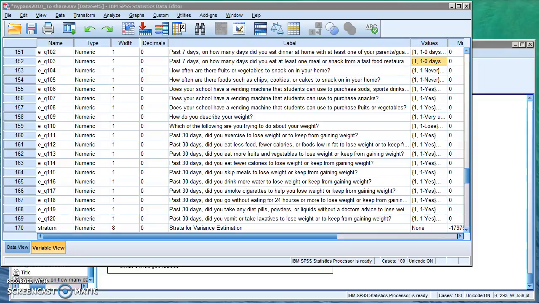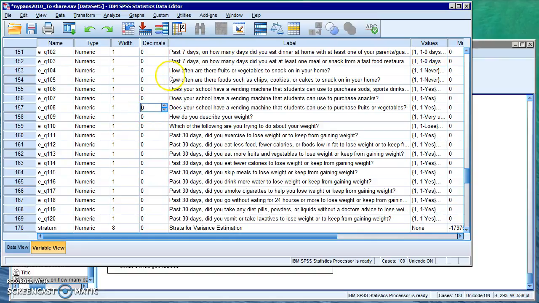With this data set, I will be conducting a one-way ANOVA test. My research question is, are there differences between students who are trying to lose weight, gain weight, stay the same weight, or aren't doing anything about their weight in terms of the number of days a week they eat fast food as a snack or meal?